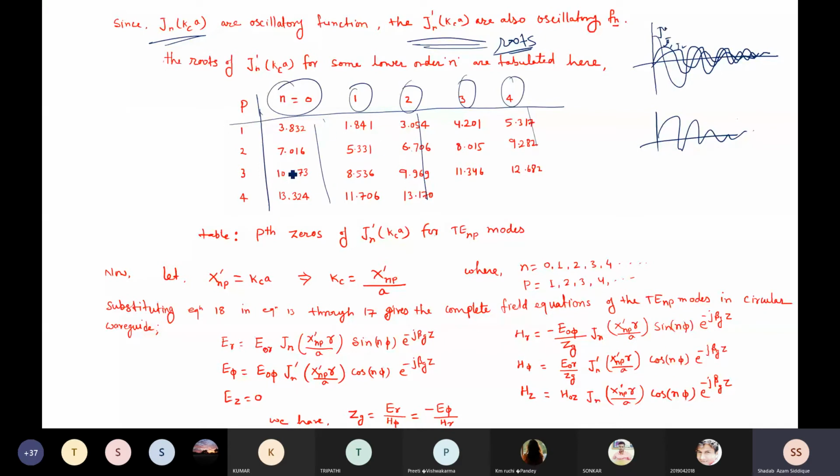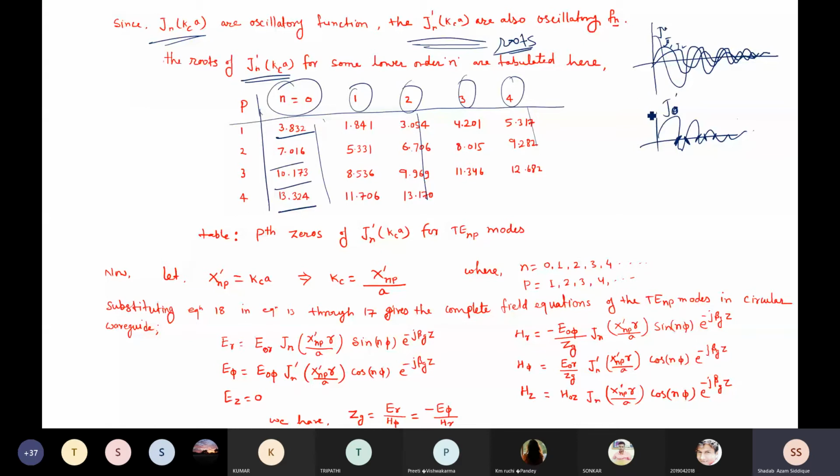Now this is for Jn', I am talking about Jn', not Jn(kc a). So for J0', the first zero will exist here, the second zero here, the third zero here, the fourth zero here, and similarly the zeros continue like this. At n equal to 0, I am talking about J0, the first zero is at 3.832, then an increasing value 7.016, 10.173, 13.324, and so on.